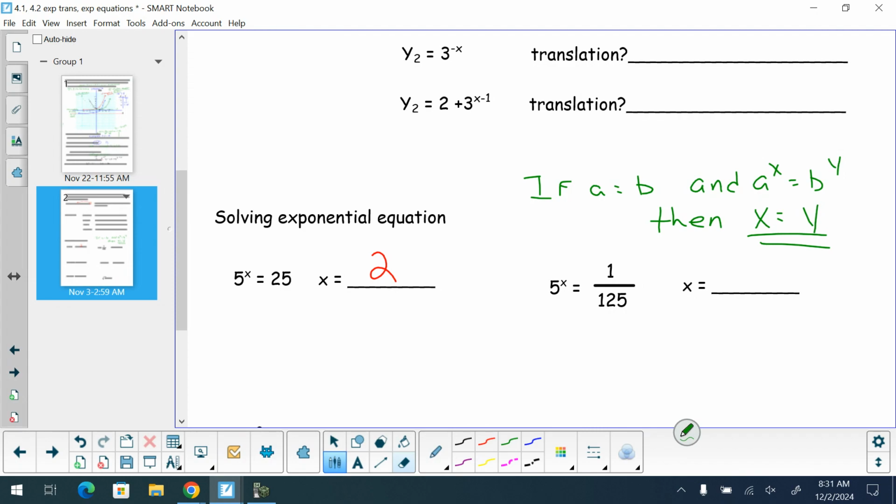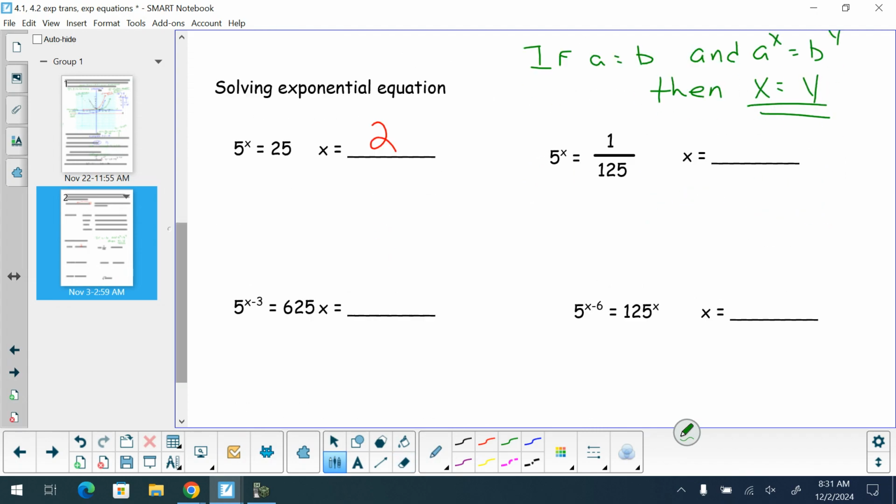So if I take a look at 5 to the x, we'll go back to the very simple one here. 5 to the x is equal to 25. I want to be able to write 25 as a base of 5, which would be 5 to the what power, Olivia? 2. 5 to the x equals 5 squared. If my bases are equal, then x must equal the value of 2. Our exponents must be equal.